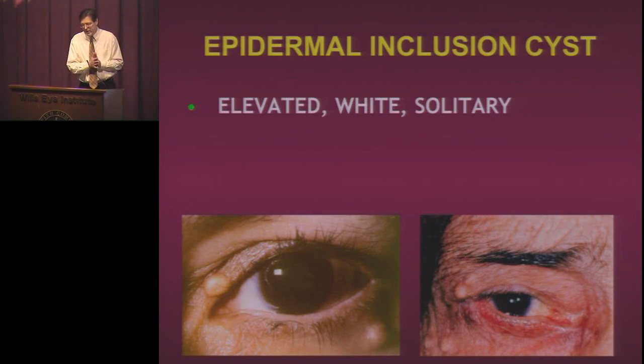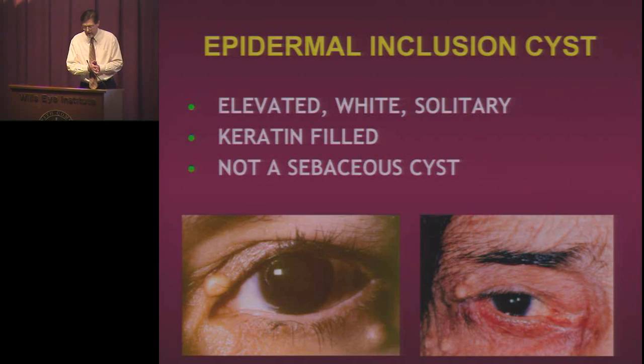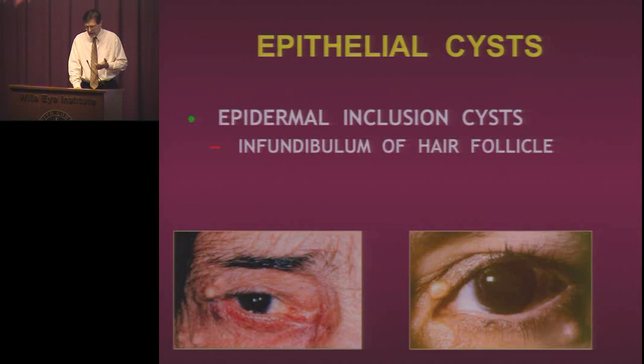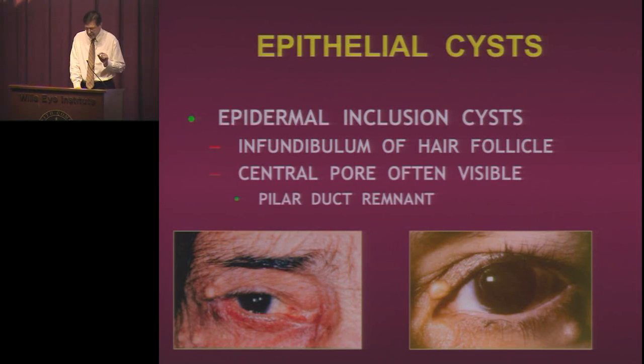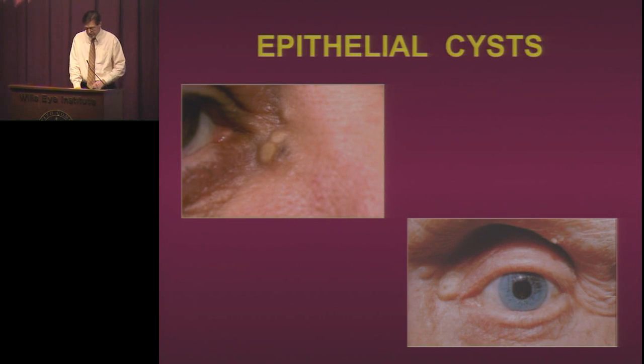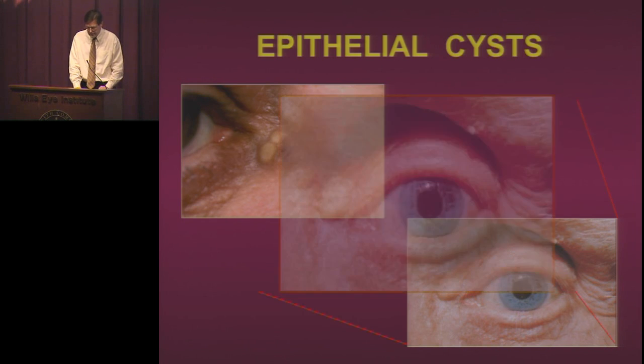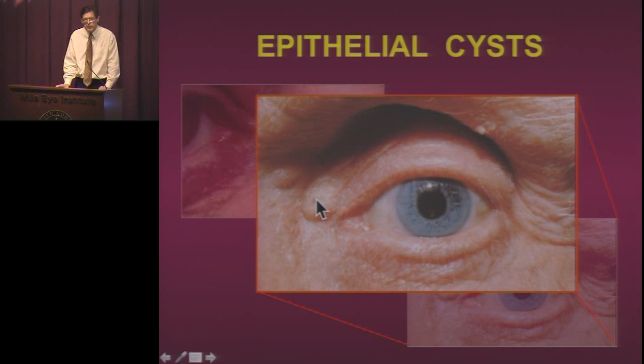Okay, the second most common are inclusion cysts. They're elevated, white, usually solitary, but you can get more than one. And they're filled with keratin. These will always be referred by primary doctors for removal of a sebaceous cyst. Well, we all know that they're not sebaceous cysts. They're filled with keratin. They're from the infundibulum of the hair follicle, and there's often a central pore. If you look real close at the slit lamp under magnification, you can almost see this pilar duct remnant. Here's two examples of different cases which were pathologically inclusion cysts, and here you can see very easily the central pore in this larger one.